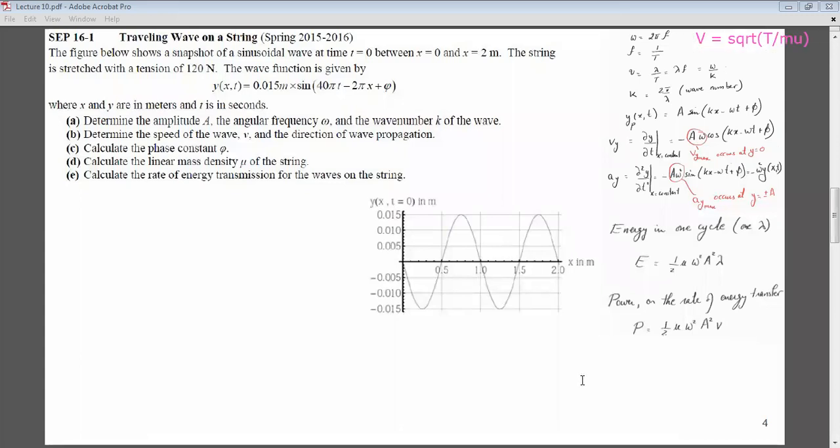The figure below shows a snapshot of a sinusoidal wave at time equals 0 between x equals 0 and x equals 2 meters. So this is x equals 0, this is x equals 2 meters. The string is stretched with a tension of 120 Newton. And the wave function is given by y equals 0.015 sine (40 pi t minus 2 pi x plus 5), where x and y are in meters and t is in seconds. Part A.